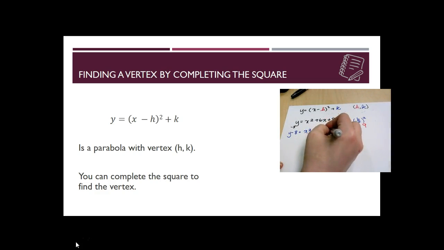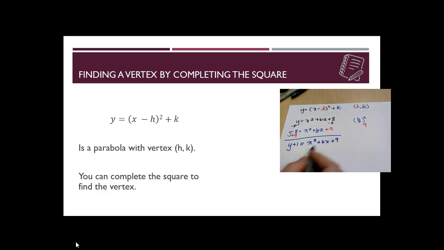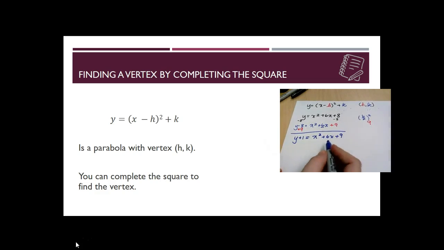So I'm going to add 9 to the right side. You remember the brother and sister rule: if you add it to one side, you have to add it to the other. So now when I rewrite my equation, I have y plus 1 equals x squared plus 6x plus 9. My right-hand side of the equation is set up to be a perfect square, so I'm going to go ahead and factor it into a perfect square.